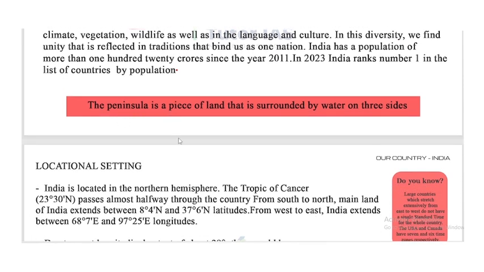Now look at this. What is a peninsula? A peninsula is a piece of land that is surrounded by water on 3 sides. India is a peninsula. Look at this. This is the south of India, and here we can see the Arabian Sea, here the Indian Ocean, and in this area the Bay of Bengal. So we can say it is an Indian peninsula, because the land is surrounded by water on 3 sides: the east, west, and south. This is called a peninsula.